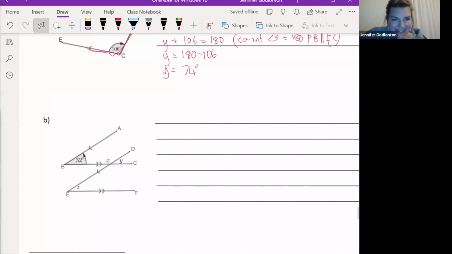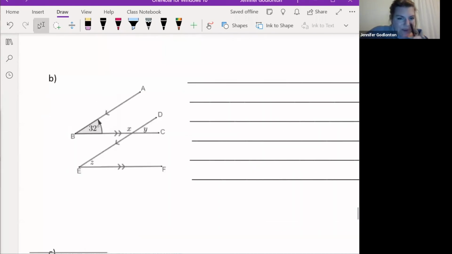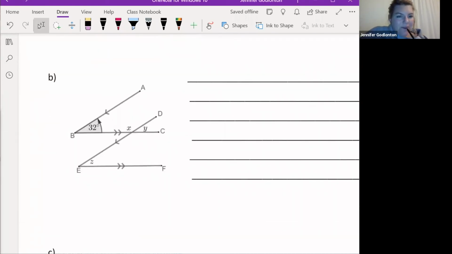Nice job, guys. You're doing really, really well. Let's try this next one. I want the values of X, Y, and Z. There are multiple ways of doing this. Oh, you wanted to answer Y. Okay, no problem. Lots of different ways to do this, so you really can do whatever you're feeling comfortable with. But I'm looking for the answer for X, Y, and Z.